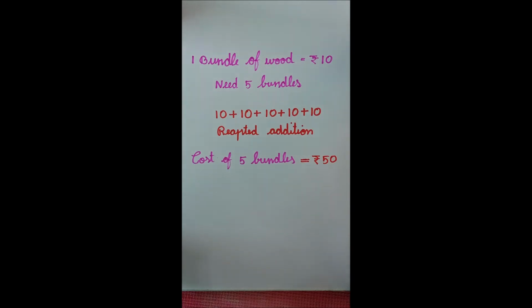So one bundle of wood is rupees 10. So they need 5 bundles. The cost of 5 bundles is equal to 50. 5 into 10 is 50. So this is all about the situation 3.